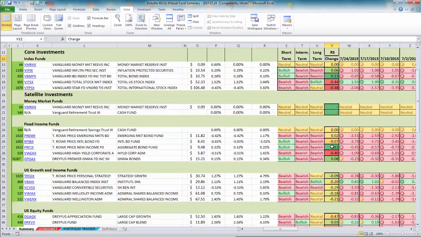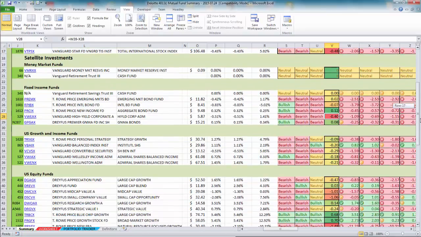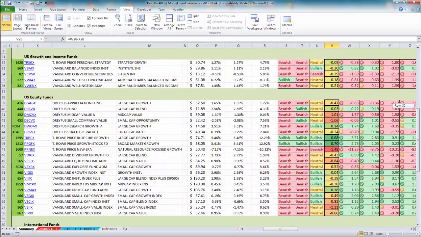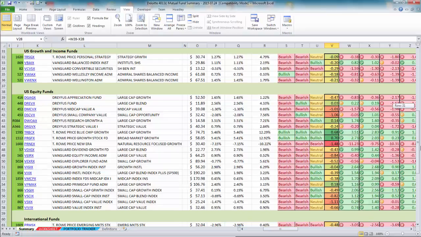As you scroll down, you can see how this works. We'll have a green fund that's been relatively strong this week, and the high yield fund here that we're highlighting has been one of the weaker performing funds each week. And as you go down the sheet, you can quickly see which funds have been strongest and which have been weakest.